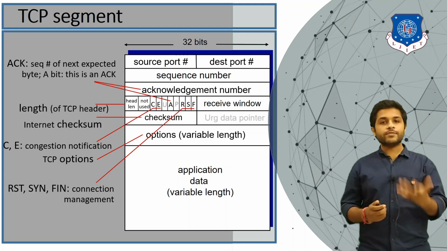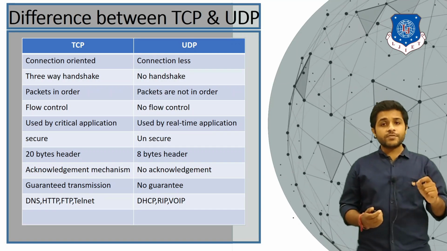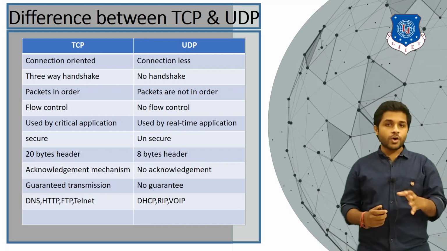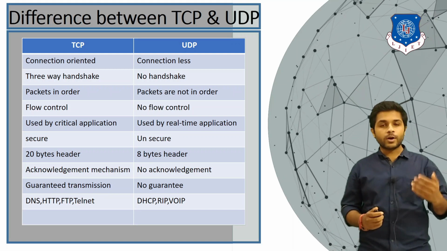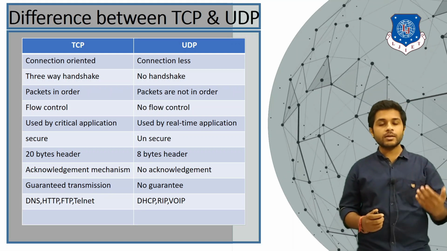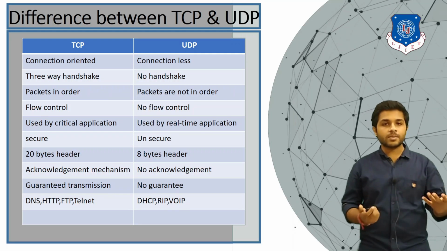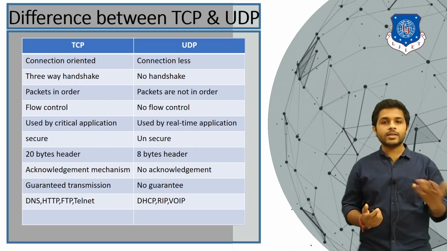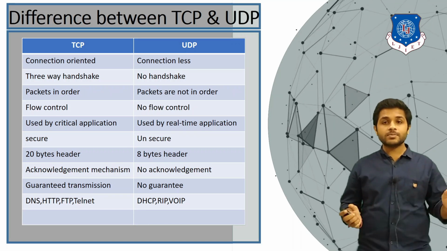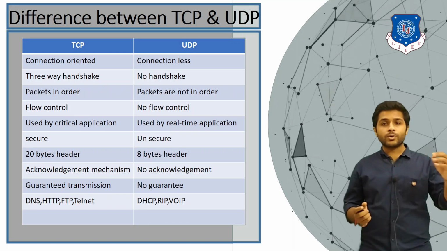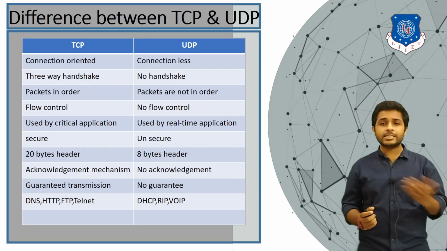Now let's see the difference between TCP and UDP. The first difference is that TCP is connection oriented and UDP is connectionless. We know that if two computers are running on TCP, there should be establishment of a connection, and after the connection is established, they can send and receive data very easily. But in UDP, no such mechanism is present. So two devices running on UDP can send and receive data at any time.